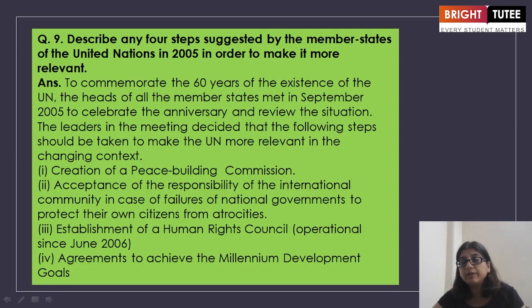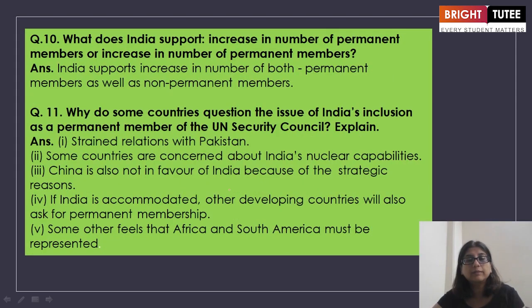And what are the four steps suggested by the member states of the United Nations in 2005 in order to make it more relevant? To commemorate the 60 years of the existence of the United Nations, the heads of all member states met in September 2005 to celebrate the anniversary and review the situation. The leaders decided that the following steps should be taken: creation of a peace building commission, acceptance of responsibility by the international community in case of failure of national governments to protect their own citizens from atrocities, establishment of a human rights council, and agreements to achieve the millennium development goals.